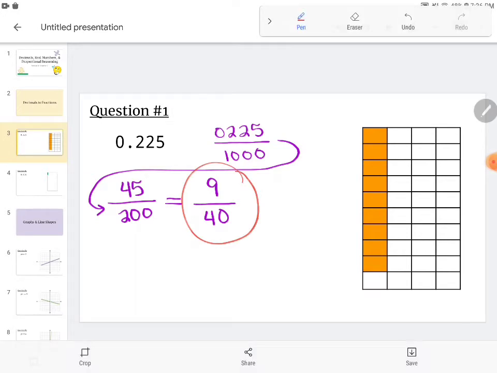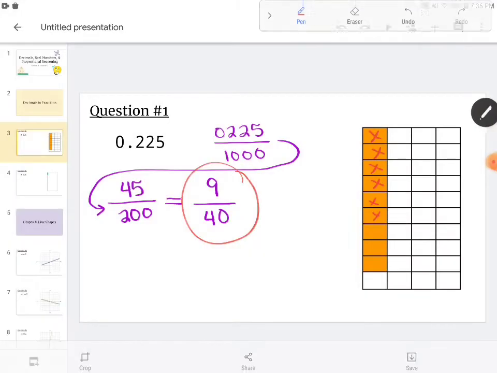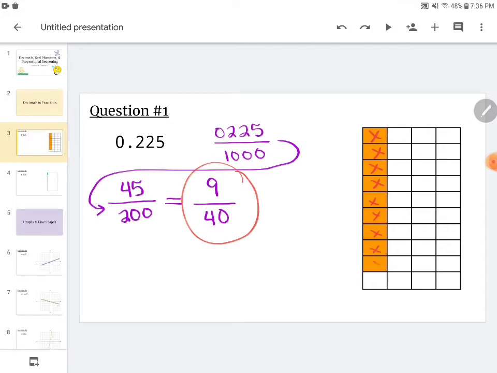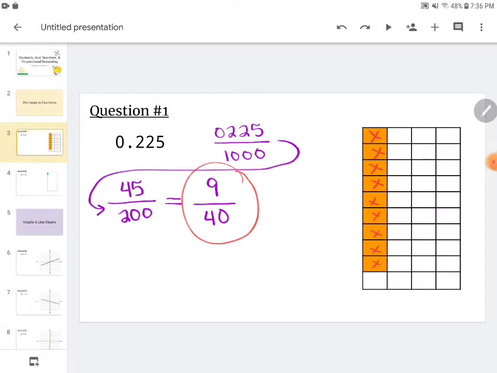If you take a look at the picture on the right, the little graph, you'll notice that there are 40 squares there, and we have 1, 2, 3, 4, 5, 6, 7, 8, 9. We have 9 of our squares blanked out. This picture here pretty much represents the overall fraction of 9 over 40.